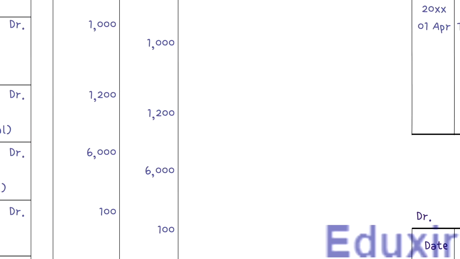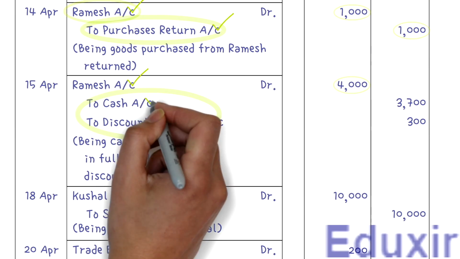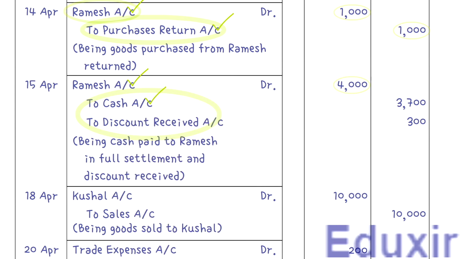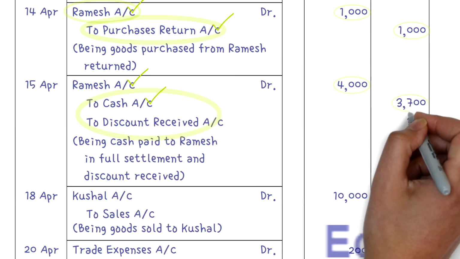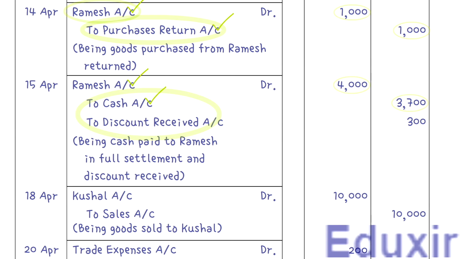Let's now take up the next entry. As the name suggests, it needs to be posted on the credit side of cash account and the credit amount is 3700 rupees. Note that the details that need to be posted into the particulars column is Ramesh account. As we already have cash account, let's now post this entry into that account.